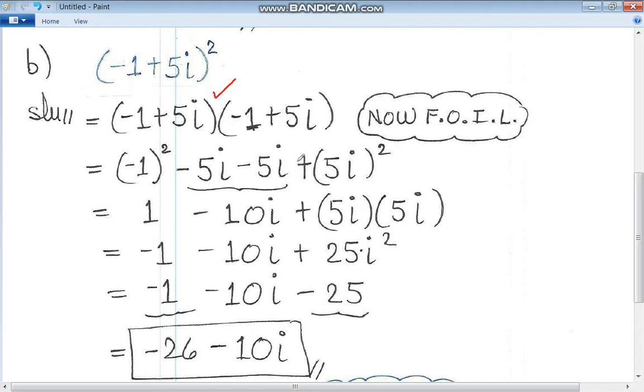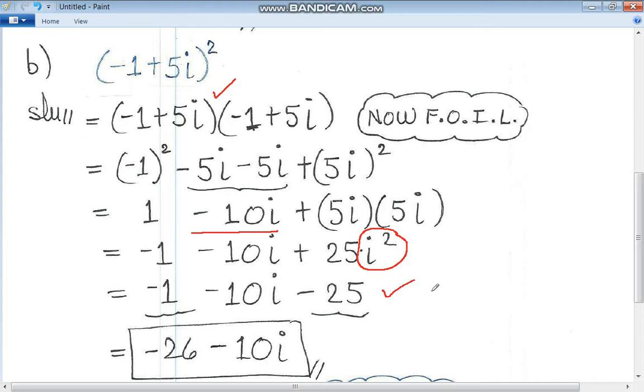Over here we have like terms in the middle. We're going to combine those. -5i minus 5i gives me a total of -10i, and then that 25i squared, we're going to replace the i squared with -1. So this is really 25 times -1, and that gives us -1 minus 10i.